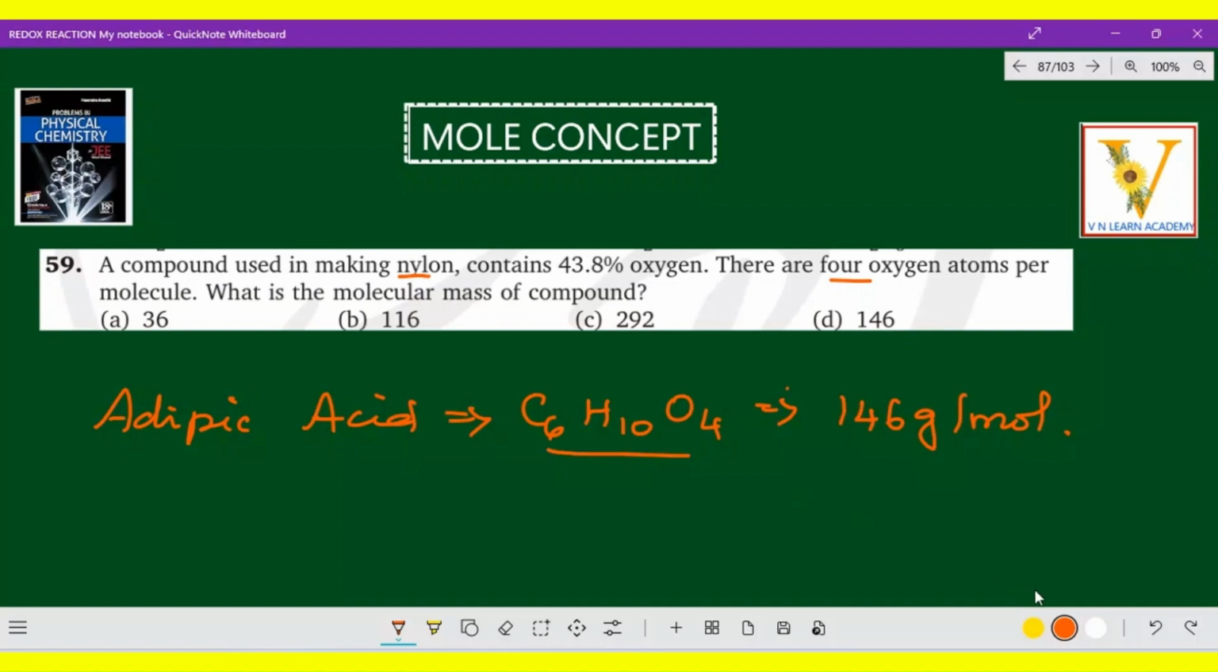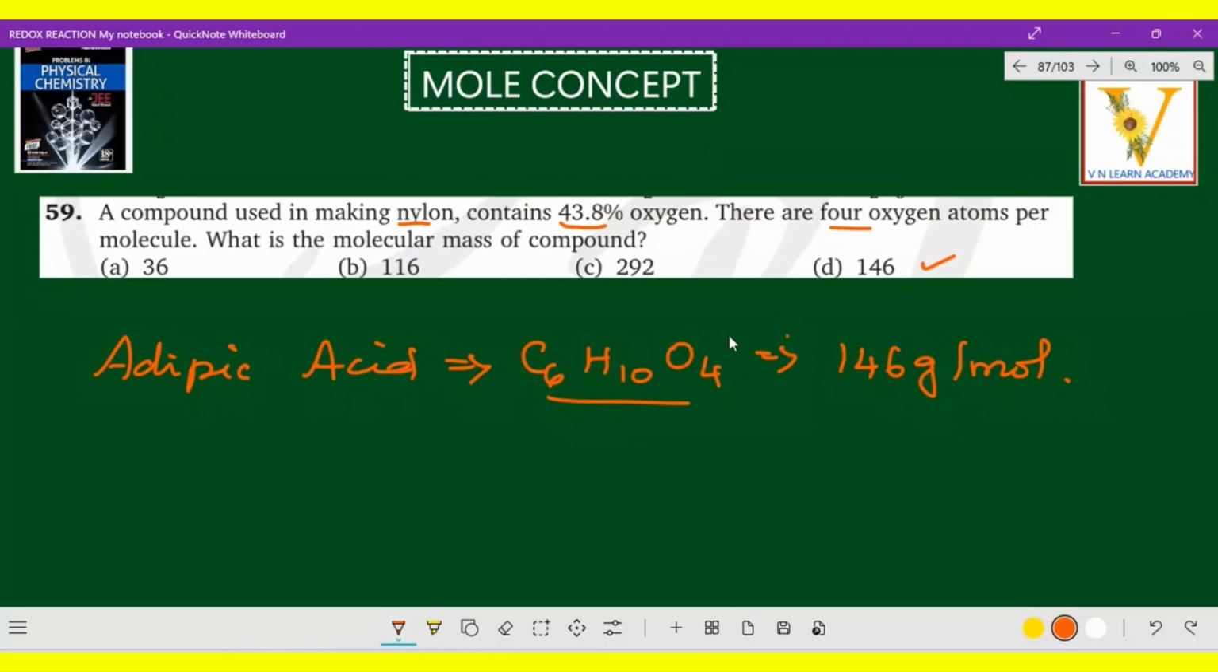If you know this trick, you can easily identify that. But still, they have given 43.8% of oxygen, so let us check how it comes. You can also go directly by percentage mass of oxygen, like percentage of carbon, percentage of hydrogen, percentage of oxygen. But still, let us identify step by step according to this sum.